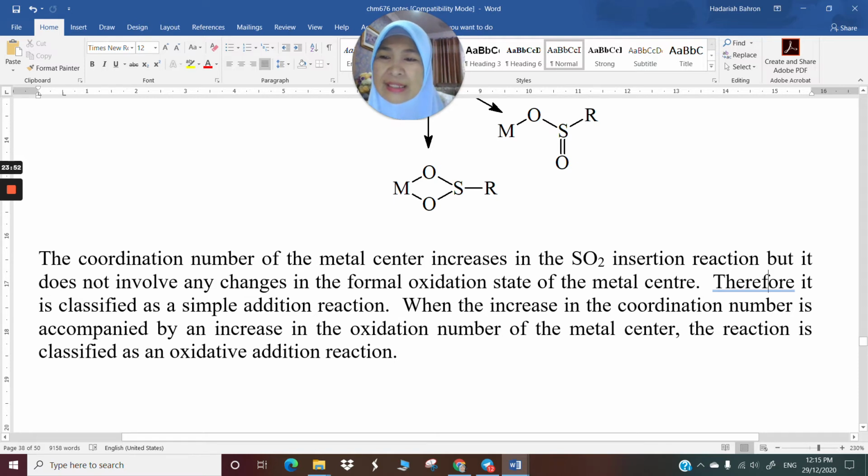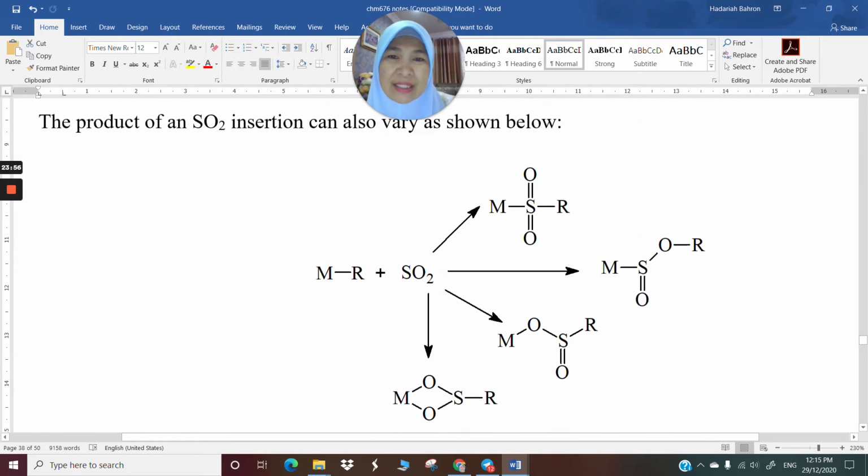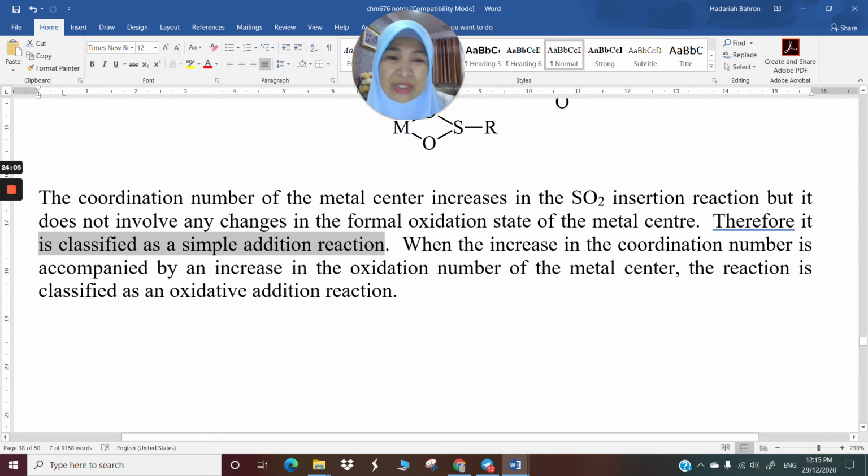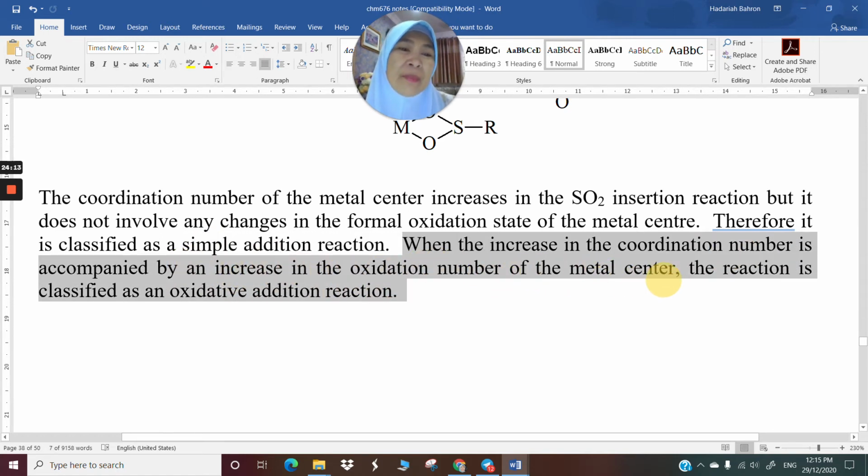Therefore, it is classified as a simple addition reaction. This insertion is just simply adding SO2 or simply adding CO into the reaction. But when the increase in coordination number is accompanied by an increase in the oxidation number of the metal center, the reaction is classified as an oxidative addition reaction.